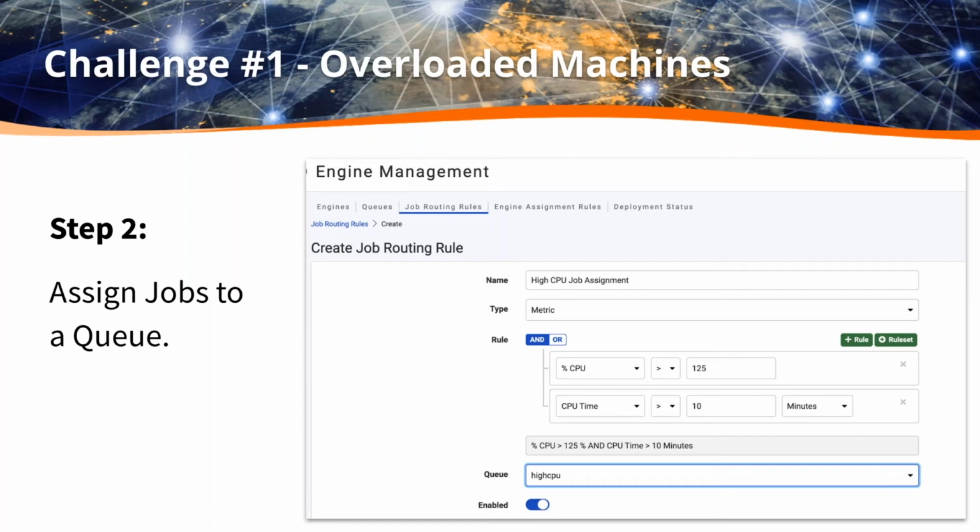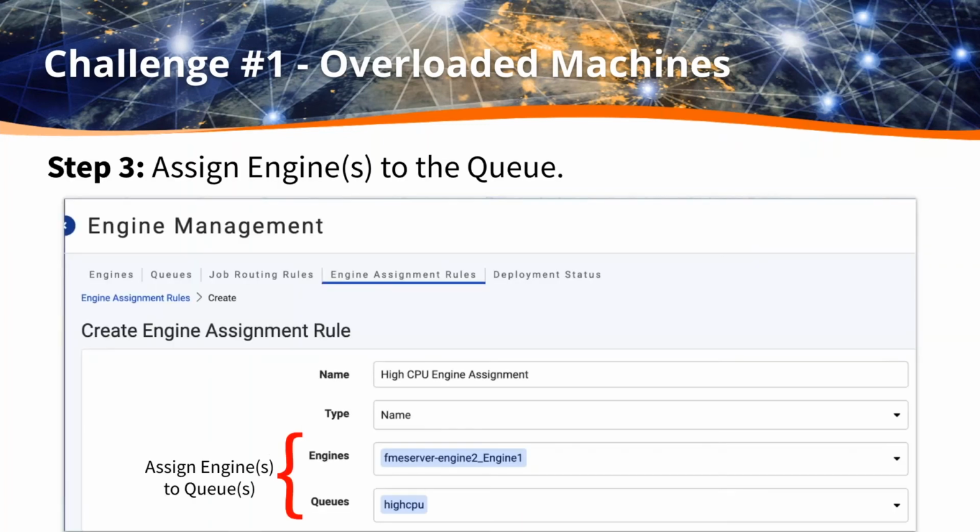So in this example here, I'm setting up for my high CPU jobs, I'm defining those as jobs that use greater than 125% CPU. That's kind of implying some multi-threading, or if the CPU time is greater than a certain amount of time here. So when both of those are true, then it's sent there. Yeah, absolutely.